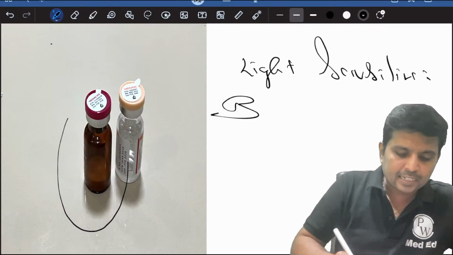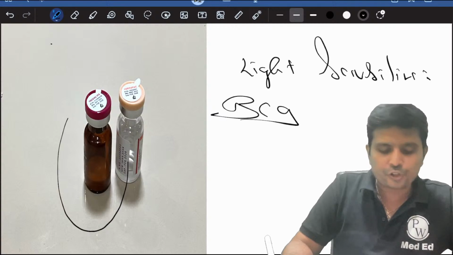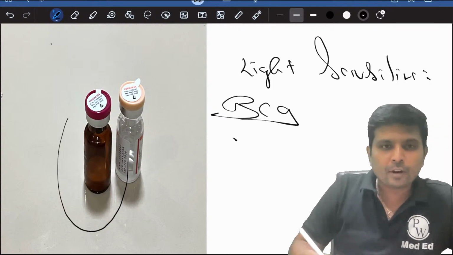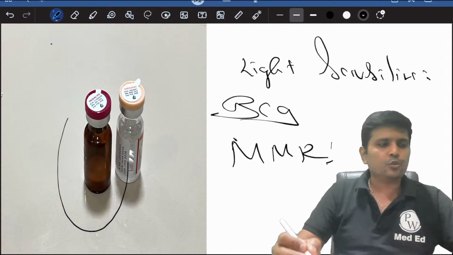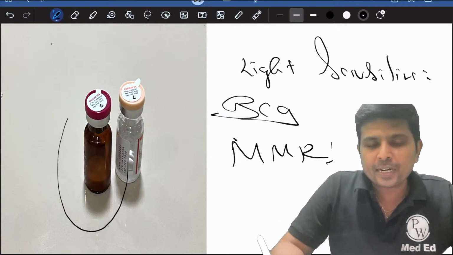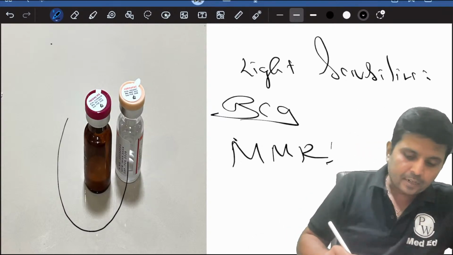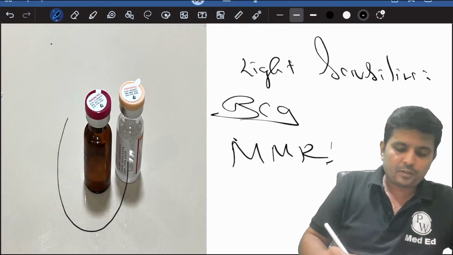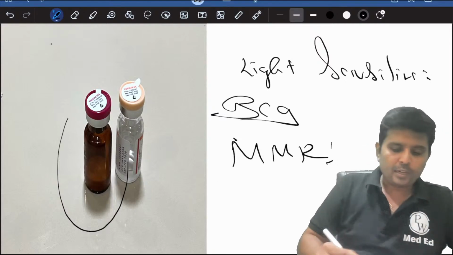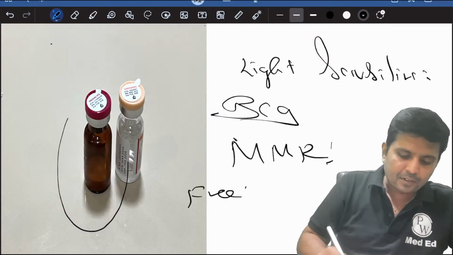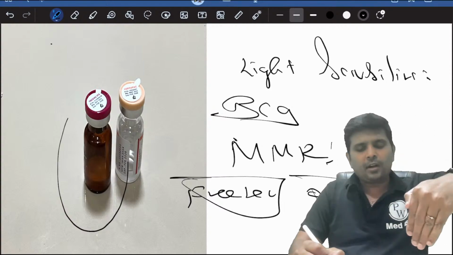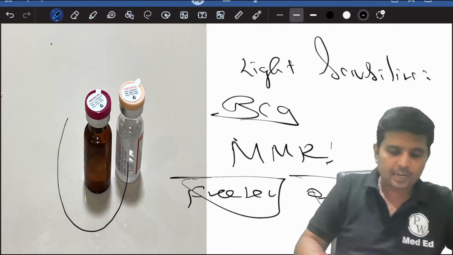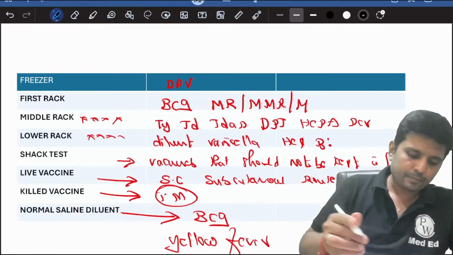What are all the light sensitive vaccines? One is BCG, the second one is MMR or measles containing vaccine. Those two vaccines are kept in the column next to the freezer. The only vaccine that is kept in the freezer is your OPV right now. The next column is BCG and MMR. Right.